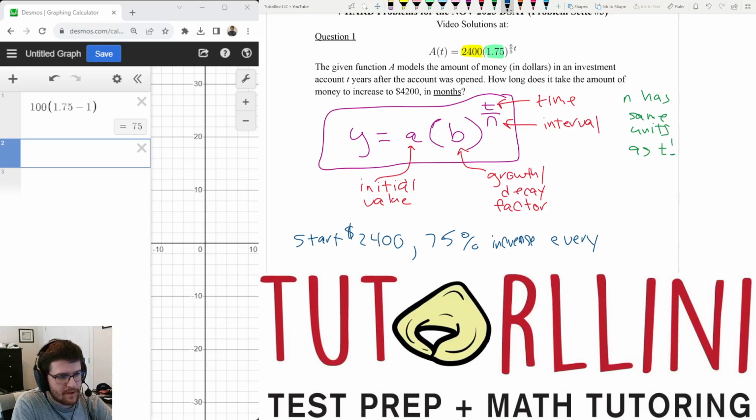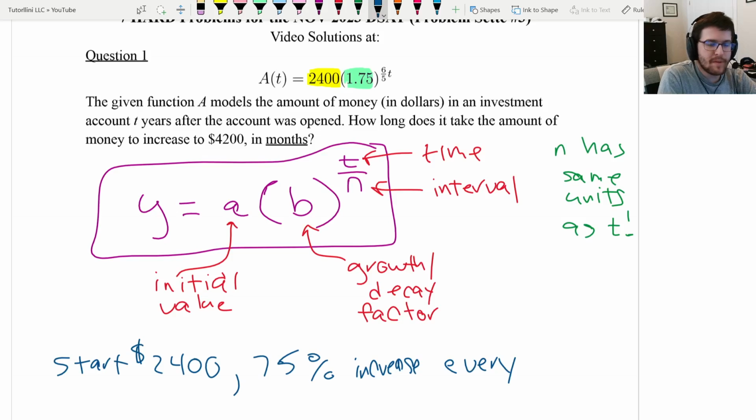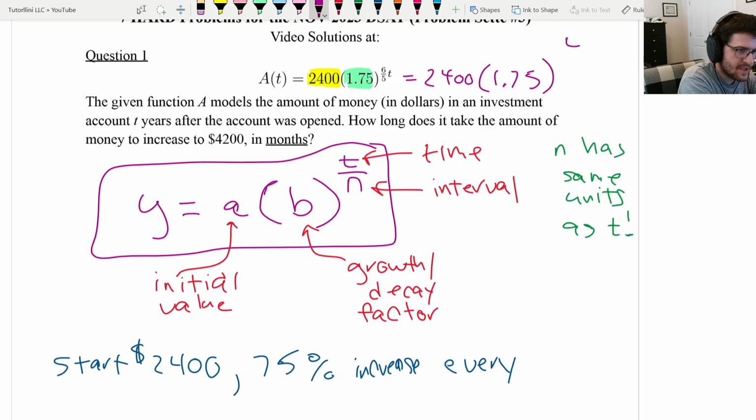And I'm wondering how often, and it should be underneath here. Why isn't it underneath there? Well, basically, guys, when your interval is a fraction, when you divide by a fraction, you reciprocate. So we can rewrite this as 2,400 times 1.75 to the t over 5/6. Hopefully that makes sense. When you divide by a fraction, that's the same thing as multiplying by the reciprocal.